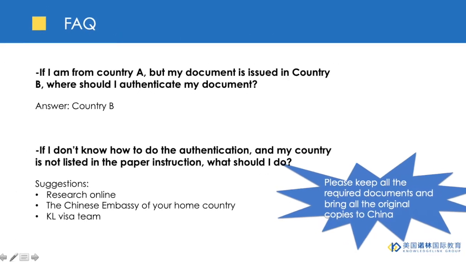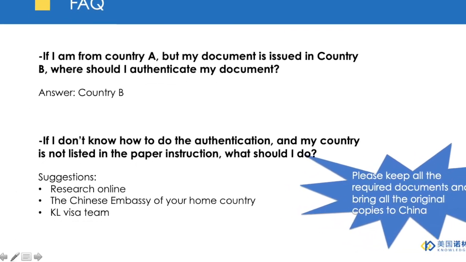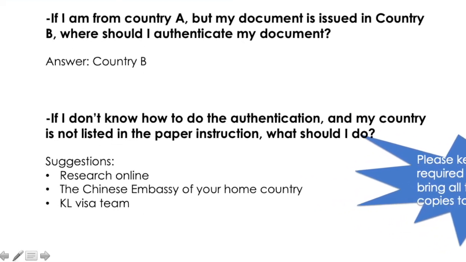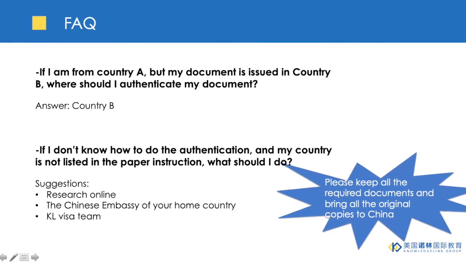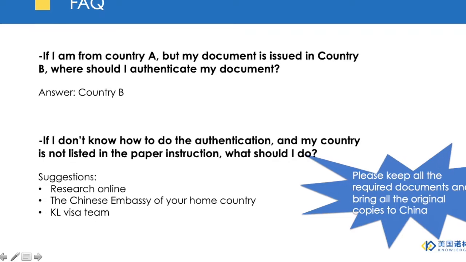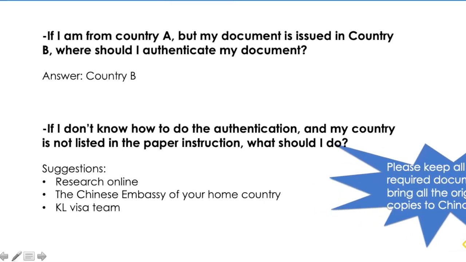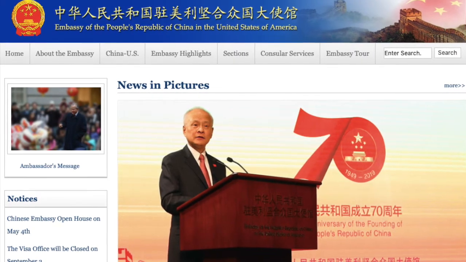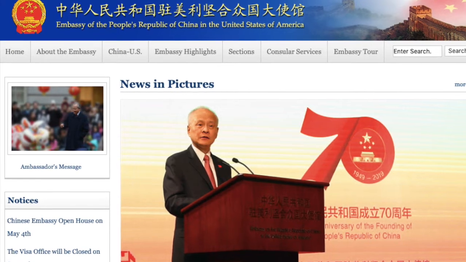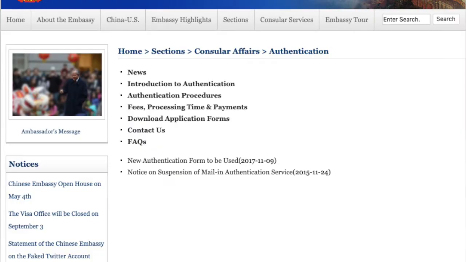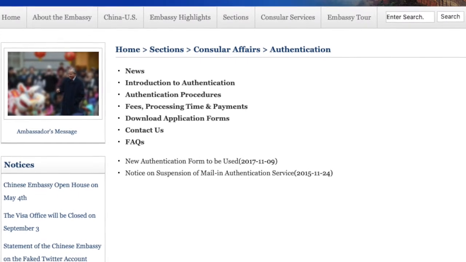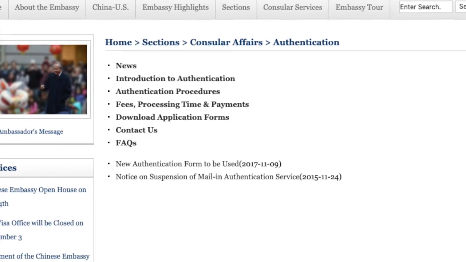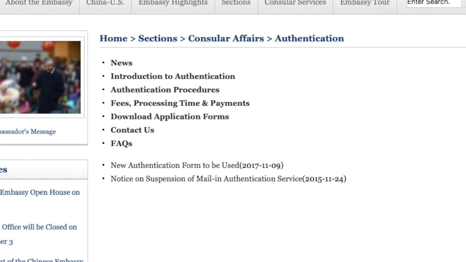The second question is, if I don't know how to do the authentication and my country is not listed in the paper instruction, what should I do? I would like to suggest 3 possible ways. First, do your own research online, as usually you can get a lot of information there. Second, browse the official website of the Chinese embassy of your home country. You can find the introduction and procedures for document authentication in detail. There is a page called Consular Service, and you can find the document legalization or document authentication information there.